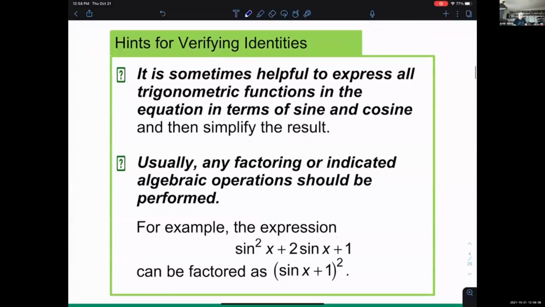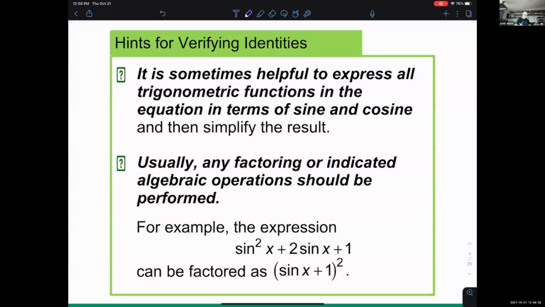More hints. It's sometimes helpful to express all trigonometric functions in the equations in terms of sine and cosine, and then simplify the result. So I actually mentioned this also in 5.1. And I said it's often going to be the case that you're just going to convert everything to sine and cosine and then simplify if you get fractions or clear fractions or do algebra stuff to simplify. And then maybe you'll be able to end up with the results you're looking for.